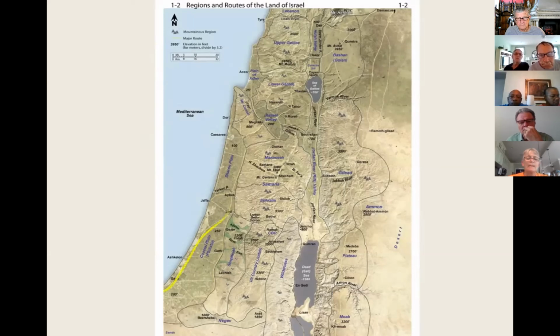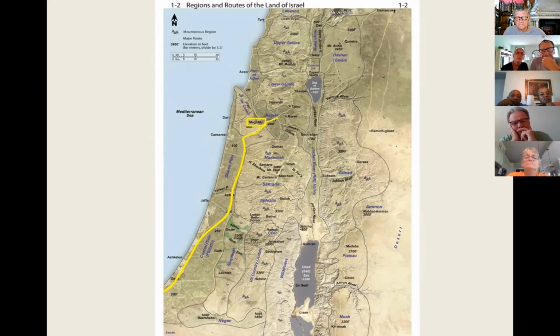Here is the International Coastal Highway, smooth sailing until Mount Carmel. Then the route uses a valley pass that runs through Mount Carmel and into the Jezreel Valley. Note the city of Megiddo, which functions as a sentinel guarding the pass through Mount Carmel.